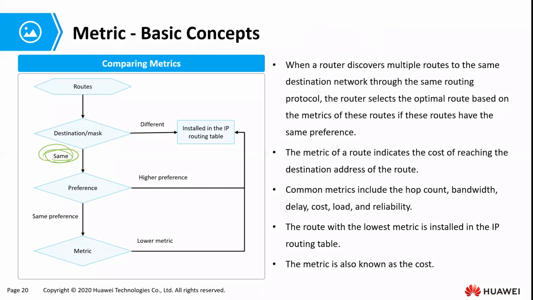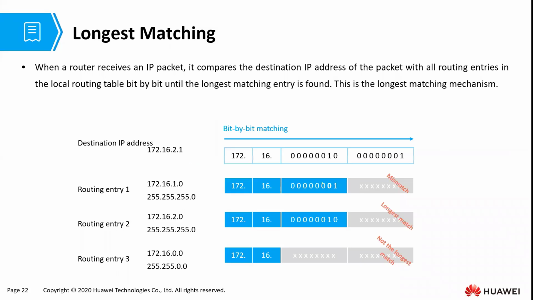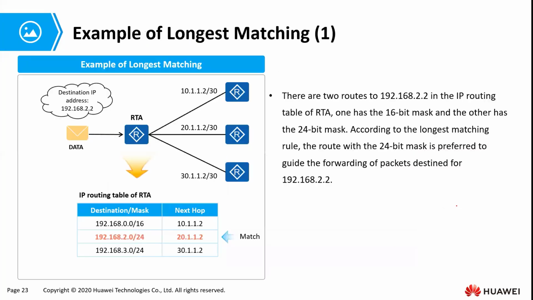By saying same routes, we are assuming it is the same length. But if they are different lengths, for the last time I say it, it will always select the longest match. So now, let us look at the route-based forwarding, which uses the longest match. I have explained that thoroughly, I hope. And we also have an example of the longest match here.